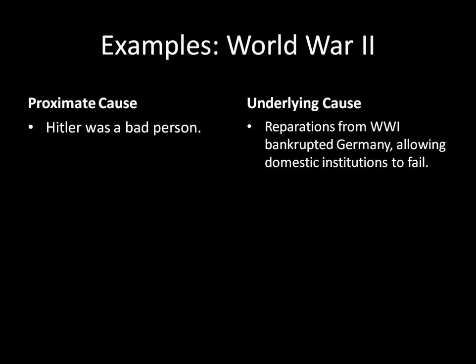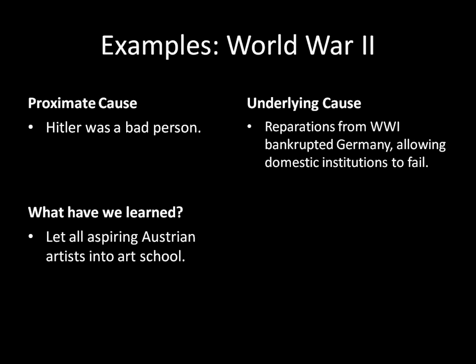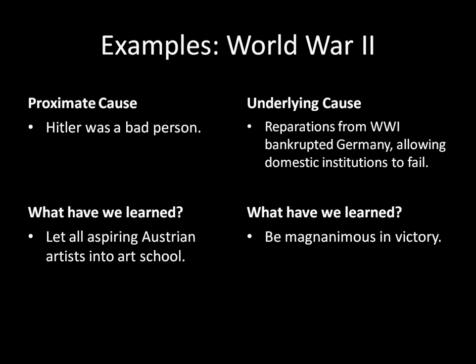If we look at the proximate cause, how do we solve this proximate cause? Well, we just let all aspiring Austrian artists into art school. That way Hitler never comes to power, he's too busy being an artist, and we don't ever have to worry about him. On the other hand, if we look at the underlying cause, it would tell us that we should be magnanimous in victory. And so this is actually applied by the United States after World War II.